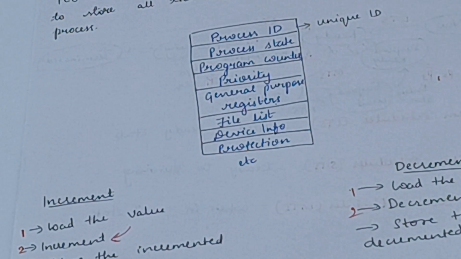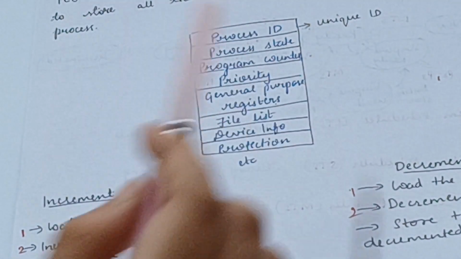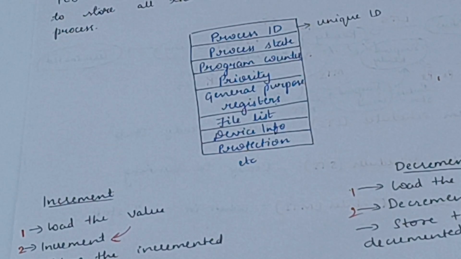Then we have general purpose registers. General purpose registers hold all the data that is related to the process. Whatever data is generated during the execution of the process will be present in the general purpose registers. Then we have the file list, which lists all files used by the process during its execution. Everything will be in the file list.